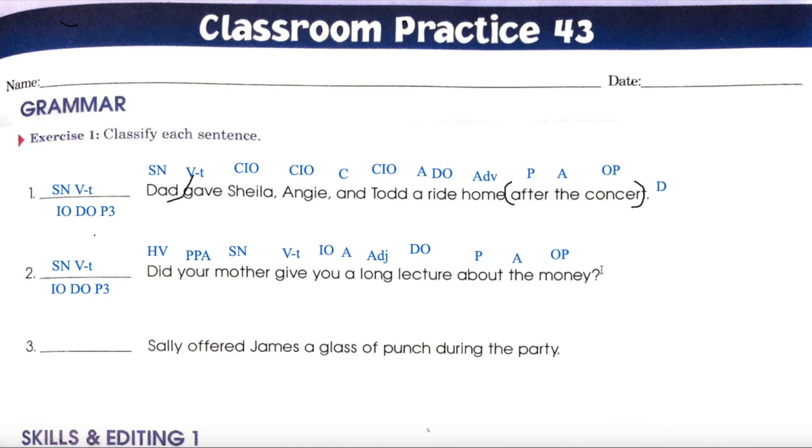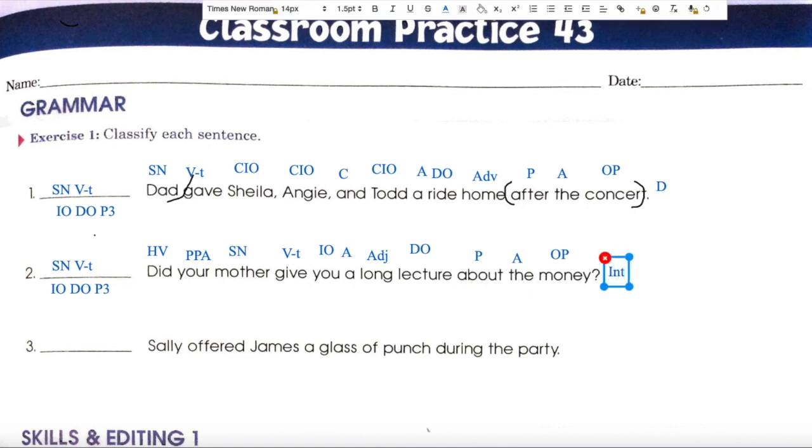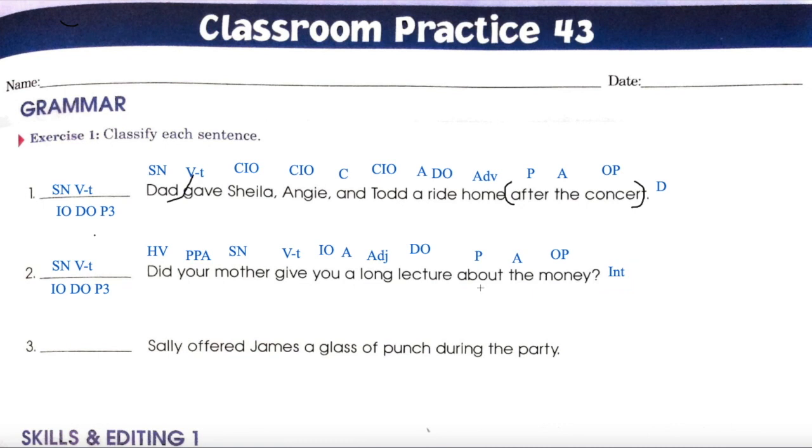Question mark, question, interrogative sentence. So let's label it INT for interrogative. It's asking a question. About the money is a prepositional phrase. So let's put parentheses around our prepositional phrase. I don't know why, but when I use the drawing feature, it's kind of getting messed up, but you can tell that's a prepositional phrase.